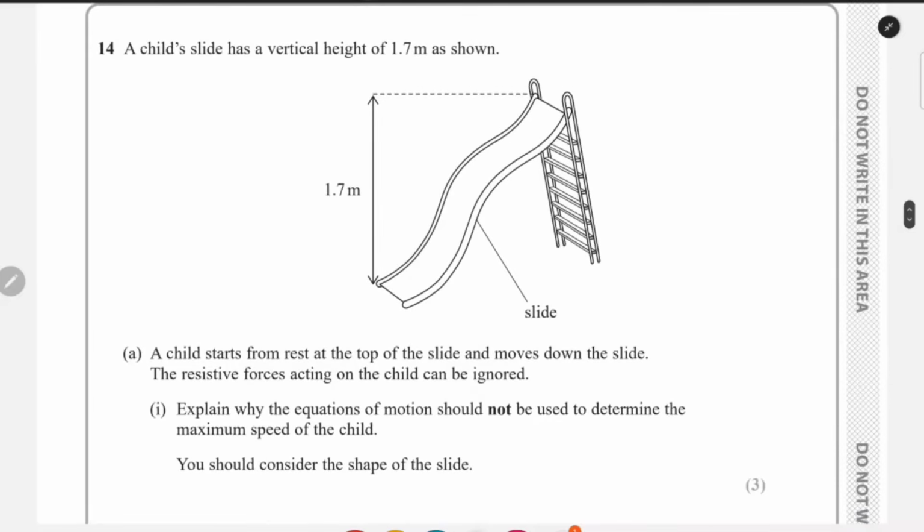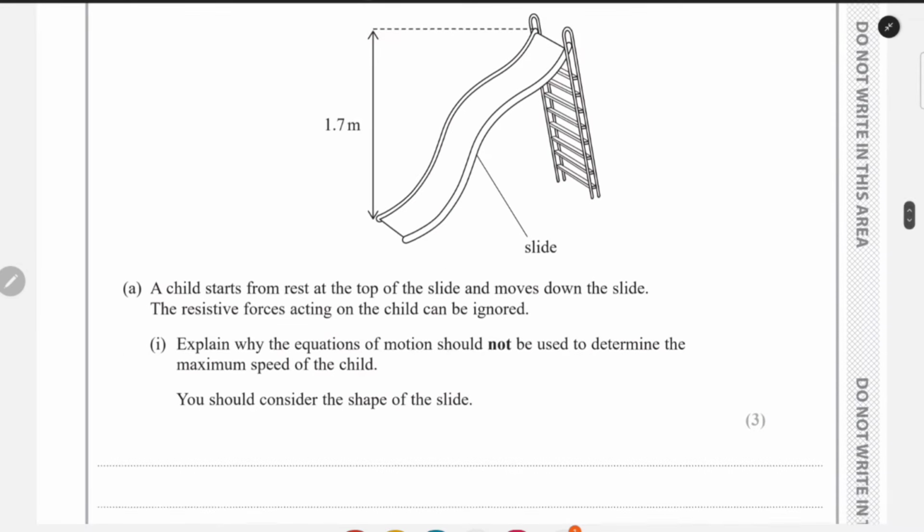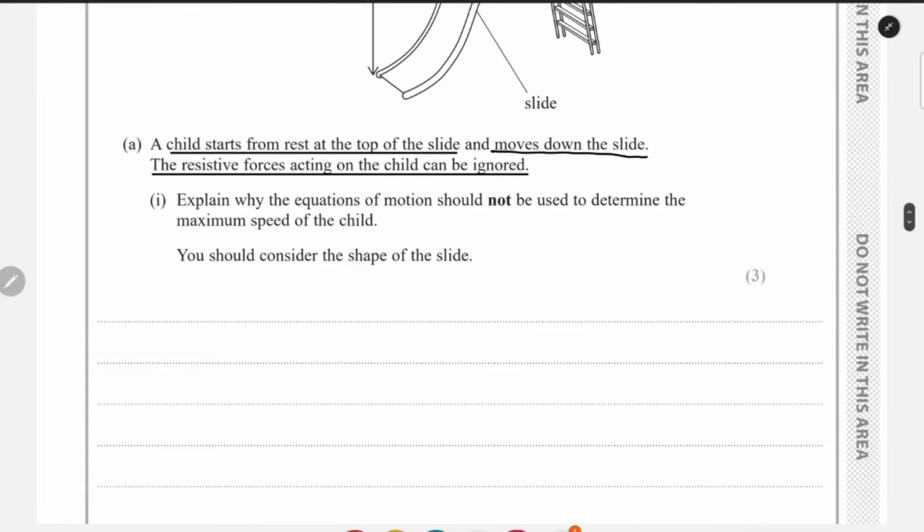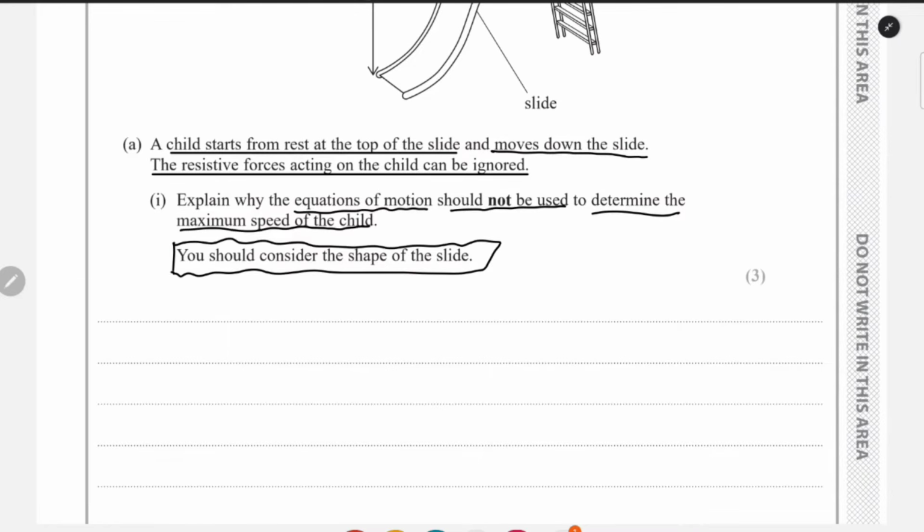Now on to question 14. We are given that a child's slide has a vertical height of 1.7 meters. The child starts from rest at the top of the slide and moves down the slide. The resistive forces are considered to be 0. Now we have to find why equations of motion should not be used to determine the maximum speed of the child. We are given a hint that we should consider the shape of the slide in this case.